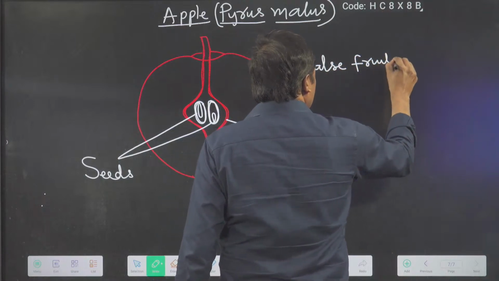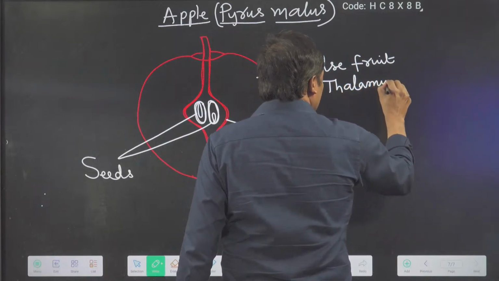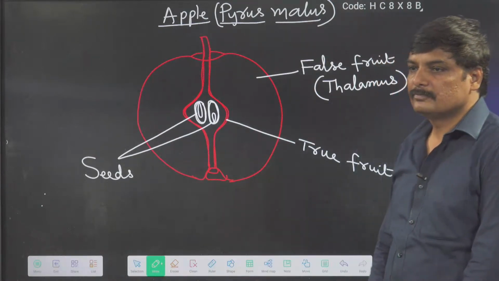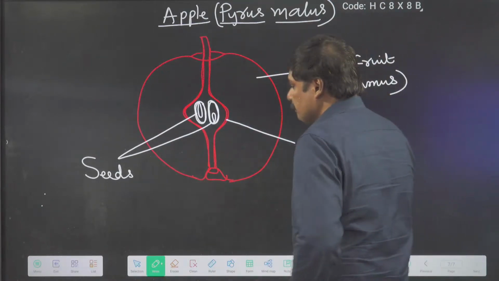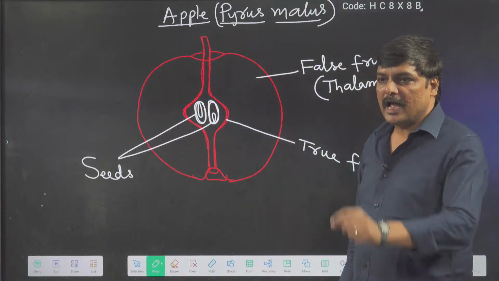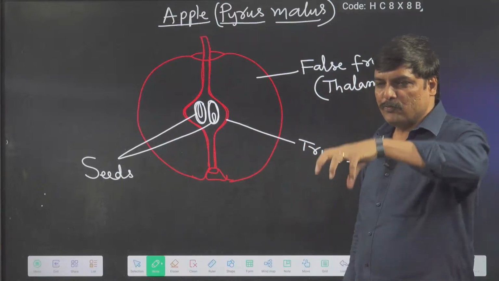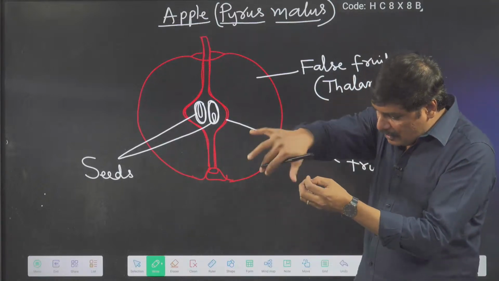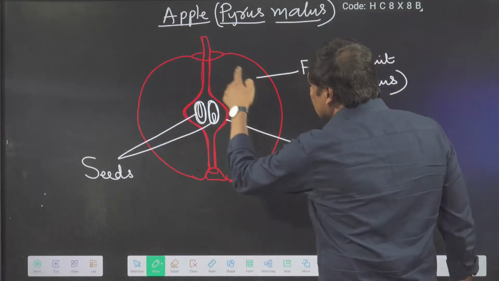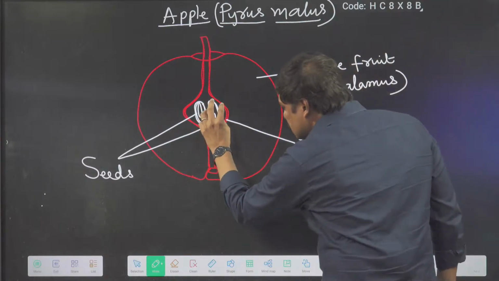This false fruit develops from thalamus. Hope you understand, everyone. Apple contains both true fruit and false fruit. True fruit is present in the center, surrounded by false fruit. This false fruit developed from thalamus. And true fruit encloses seeds.